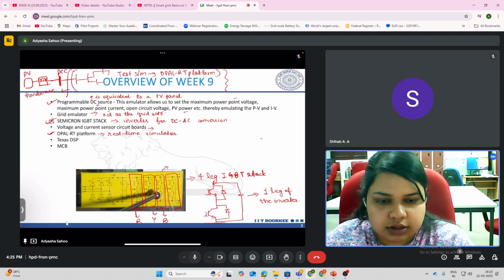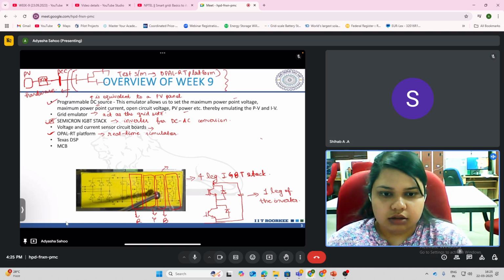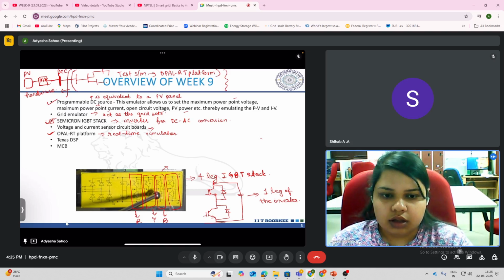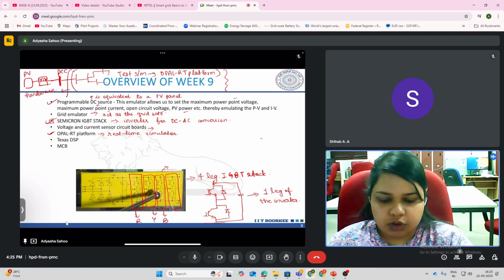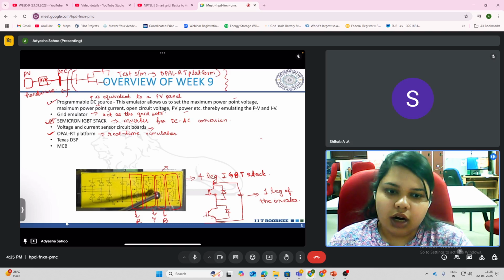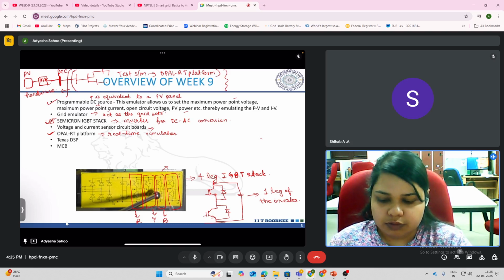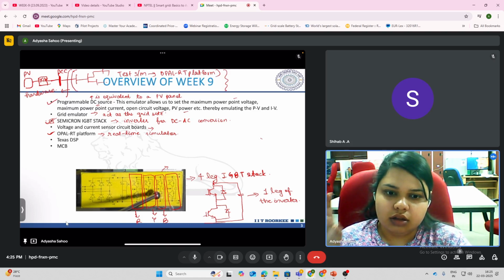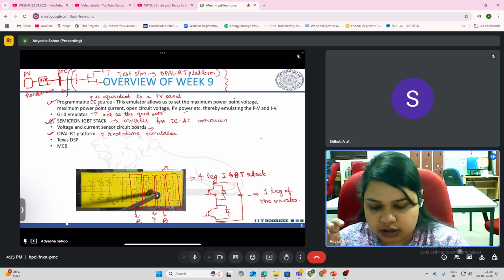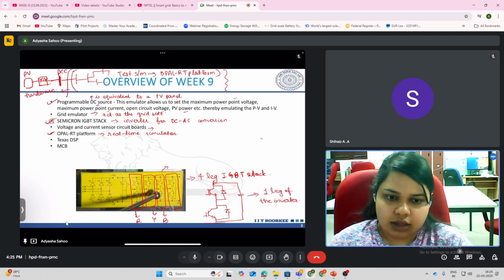Meaning in the actual practical distribution system, or your actual practical transmission system, whatever your test system is, you go and connect these PV panels and inverters at the desired bus locations, and you start your system. So that is the last thing.